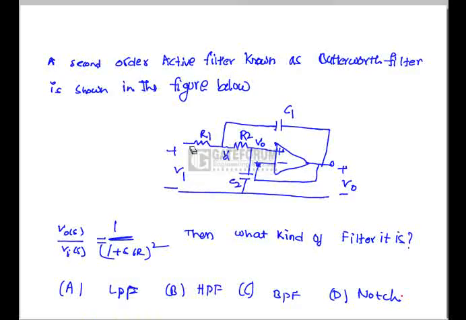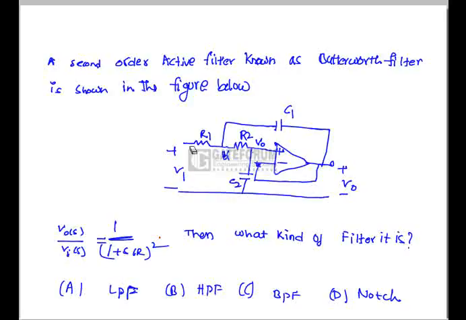Question: a second order active filter known as Butterworth filter is shown in the figure below. If we apply KCL at V naught and VA, then we will get the two equations. If we solve, we will get the transfer function for this network, that is output voltage by input voltage, as 1 by (1 plus SCR) whole square. Then find what kind of filtering action it is performing.